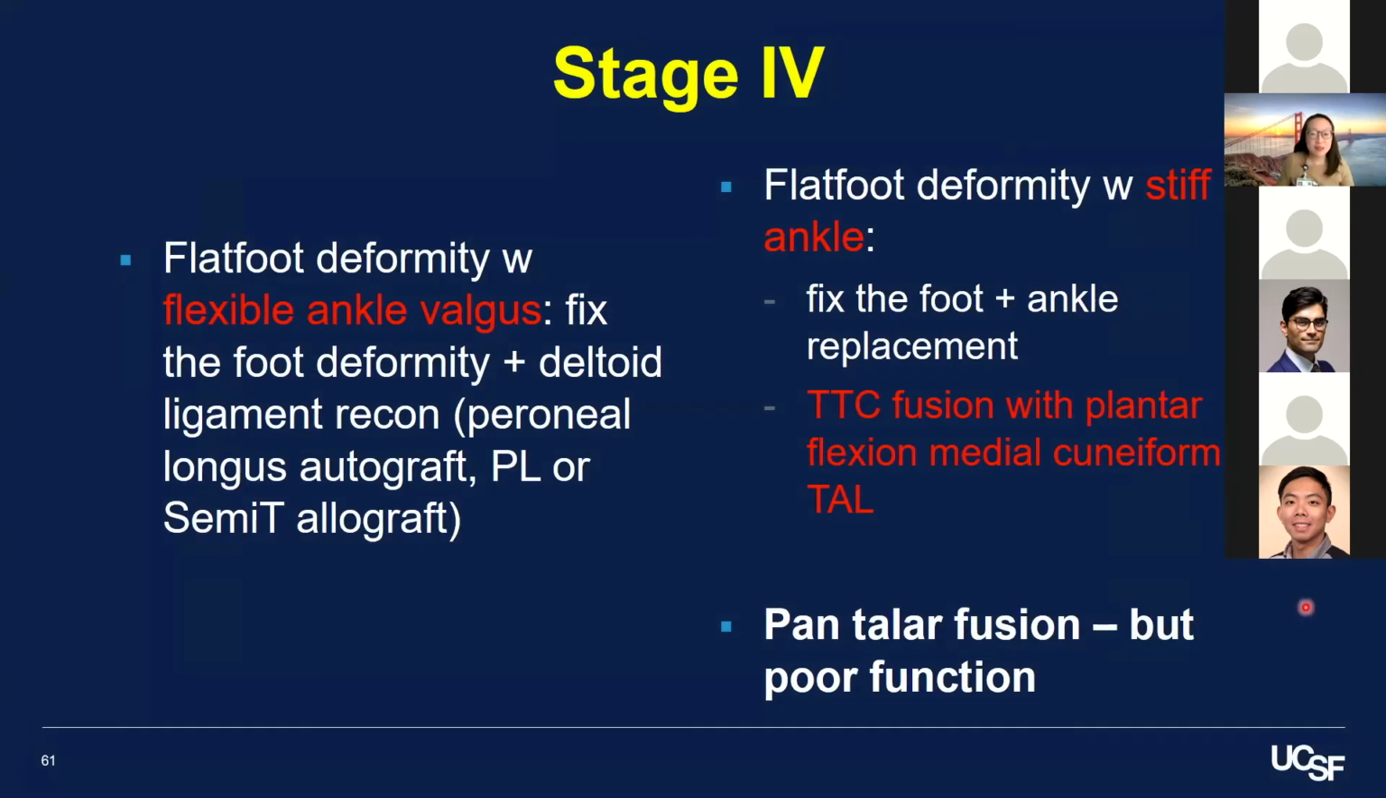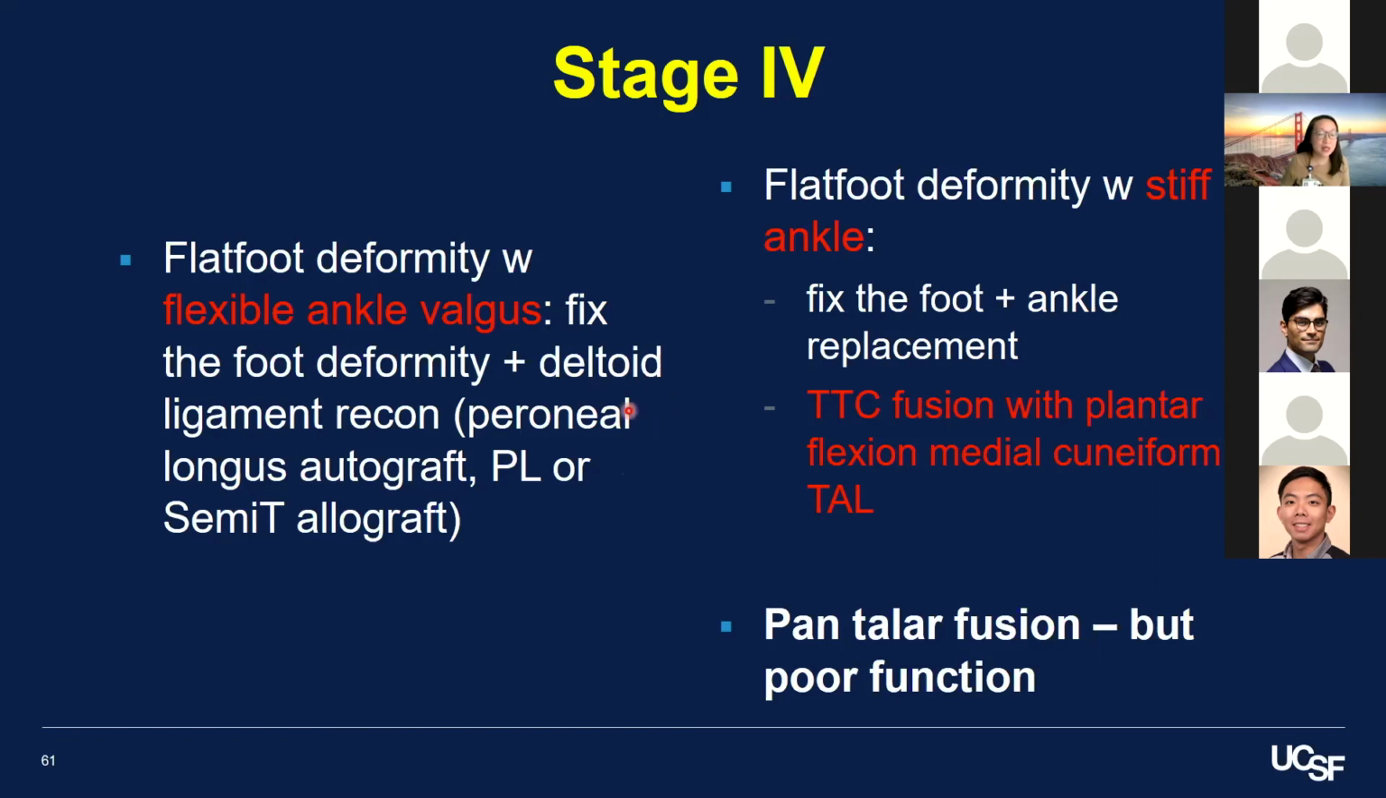So moving on to stage 4. These are patients who now, not only do they have subtalar arthritis and it's stiff, you can't move them, they've waited so long that they now have ankle arthritis, right? So on an x-ray they've got a valgus deformity at the ankle. In stage 4, they divide into whether the ankle valgus is flexible or stiff. If it's flexible, you can fix the deformity, and then technically you can do a deltoid ligament reconstruction. What I would say is they probably will never test you guys on this because it's very controversial.